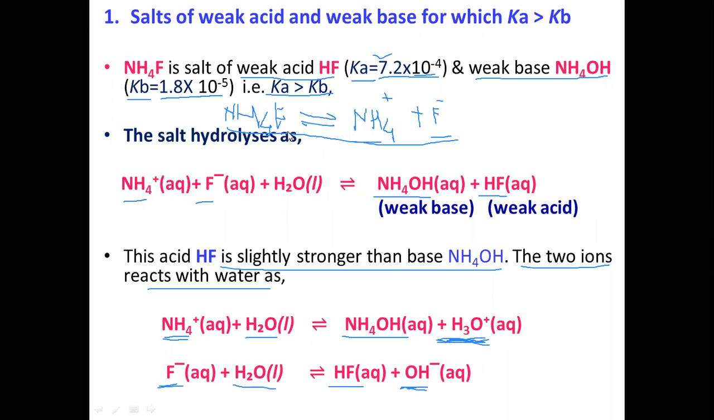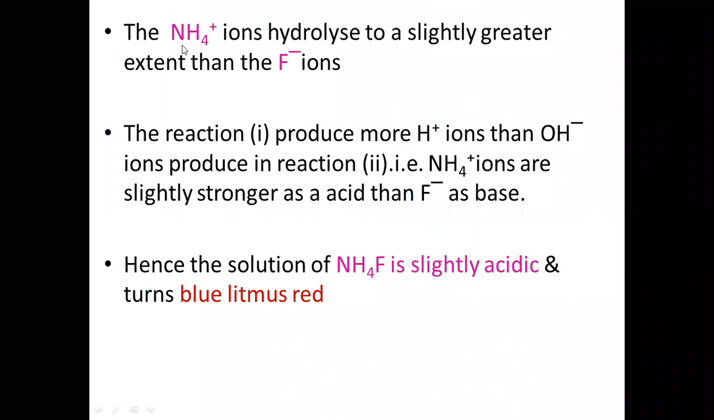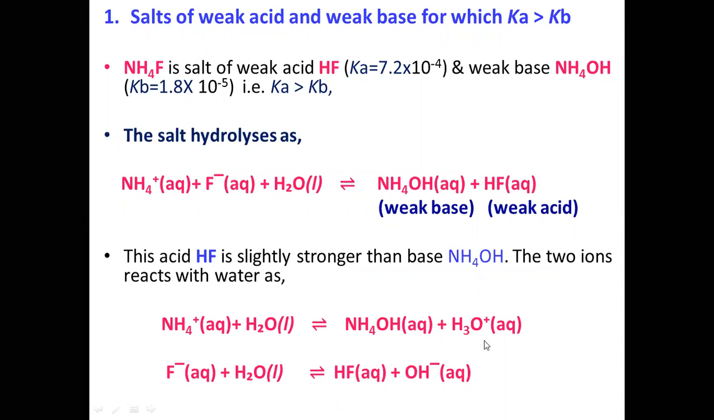So see क्या है आगे, ये बराबर है या नहीं, तो see here the NH4 positive ion hydrolyzes to a slightly greater extent than fluoride ions. As I told you earlier, the NH4 positive ion is weaker than fluoride ion. That means NH4OH is weaker than the fluoride ion. So that's why जो weak रहता है वो ज़्यादा hydrolysis होता है. So NH4 positive ion hydrolyzes to a slightly greater extent than fluoride minus ion. So that means the first reaction, this NH4 positive ion with water, produces more H3O positive ion than the second reaction, which produces OH minus ion.